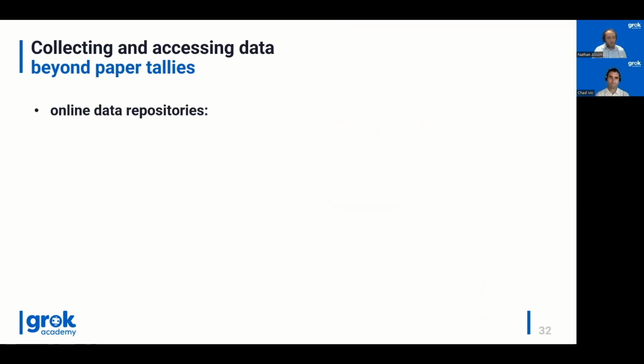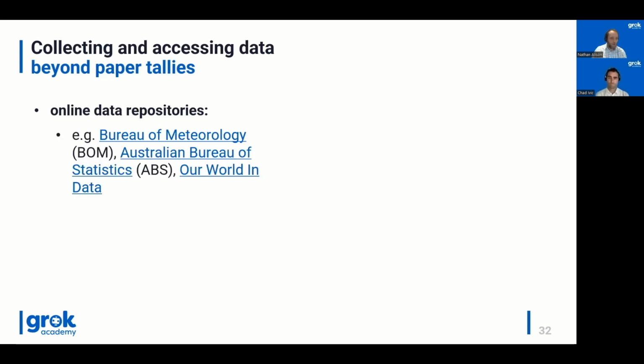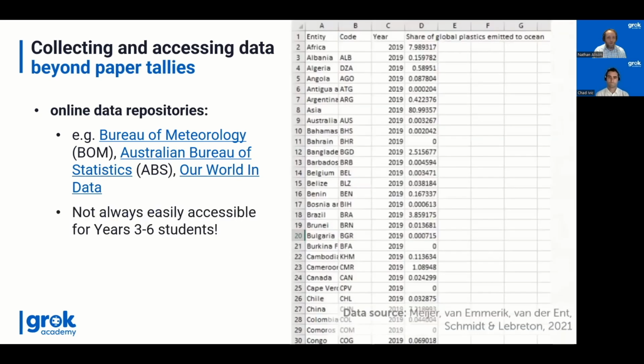The last one is another one that's sometimes not discussed very much, but the idea of using online data repositories. So what do we mean by that? Well, suppose students in HASS were doing research on rainfall in a particular area. They might go to the Bureau of Meteorology to find that information. Or if they wanted information about the census, they might go to the ABS. Or there's another site called Our World in Data that has a whole lot of data that's quite easy to access. So once you go there, though, you might get something like this, which is not really that easy to access for students.